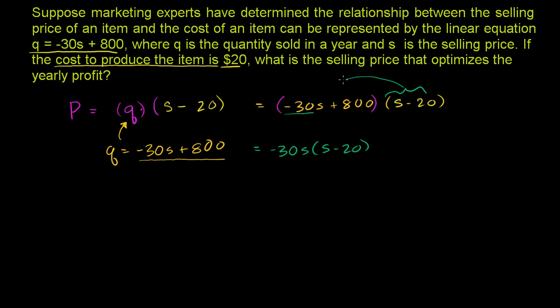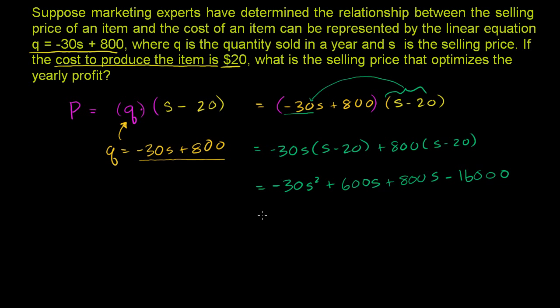We're first multiplying this whole term by negative 30S, and then we're going to take this whole term and multiply it by 800. So this is equal to negative 30S times S, which is negative 30S squared. Negative 30S times negative 20 is positive 600S. Then we have 800 times S, so that's plus 800S. And 800 times negative 20 is negative 16,000, since 8 times 2 is 16 and we have three zeros. If we simplify, we can add these two terms and get negative 30S squared plus 1400S minus 16,000. So we've now expressed our profit as a function of selling price.